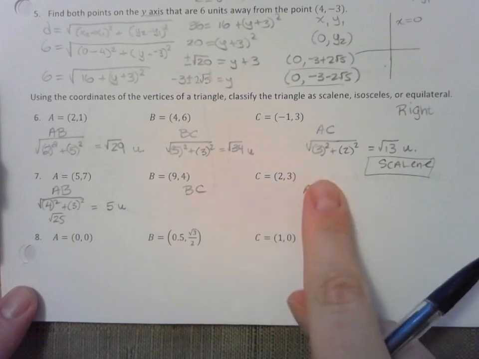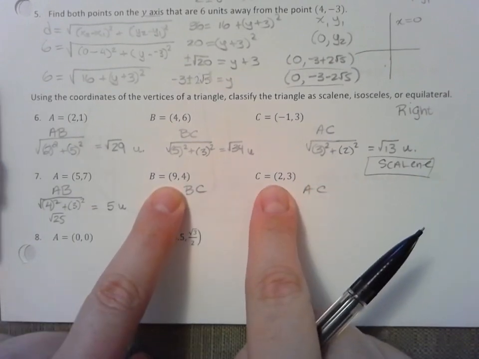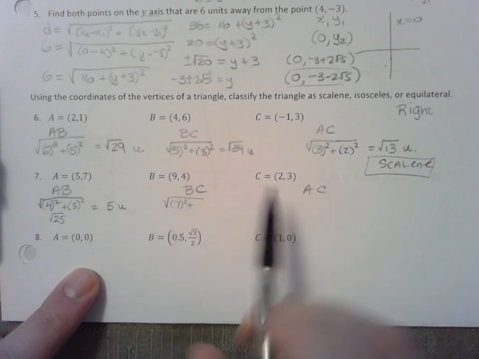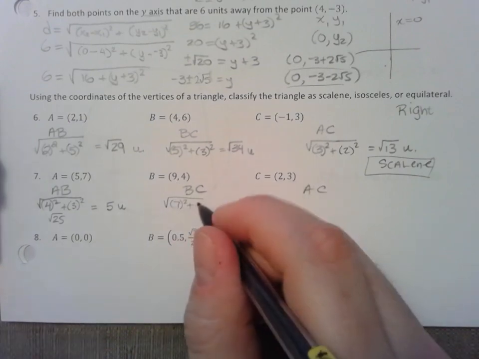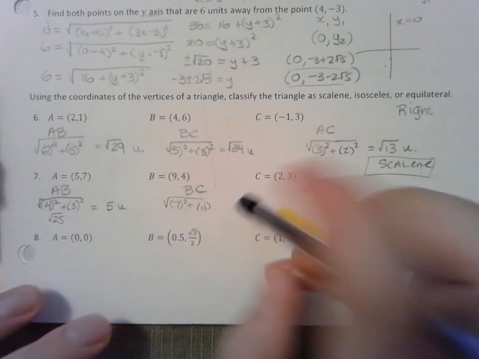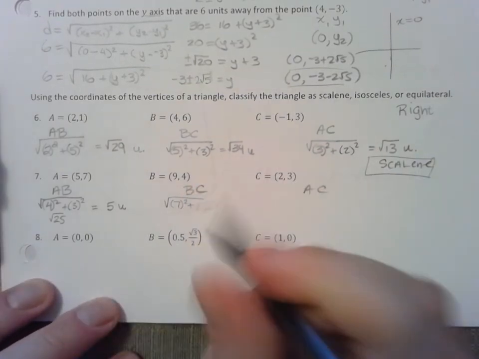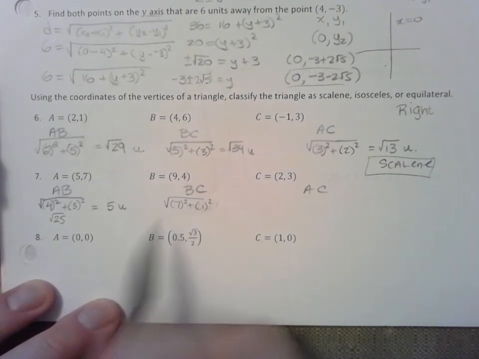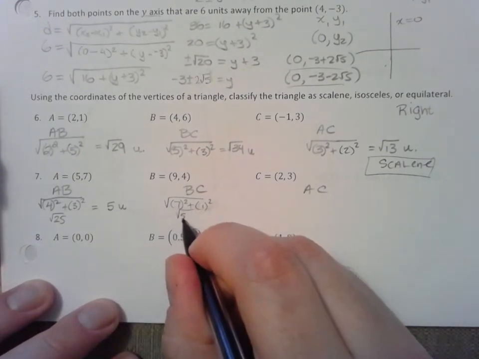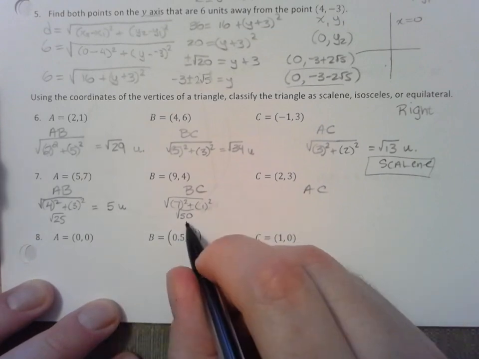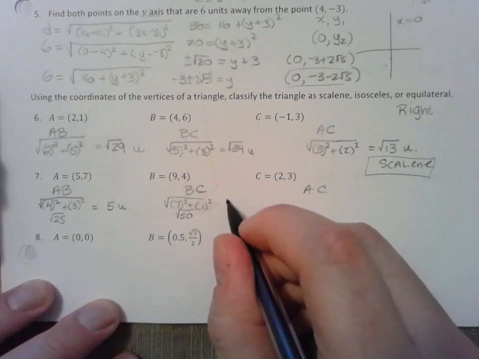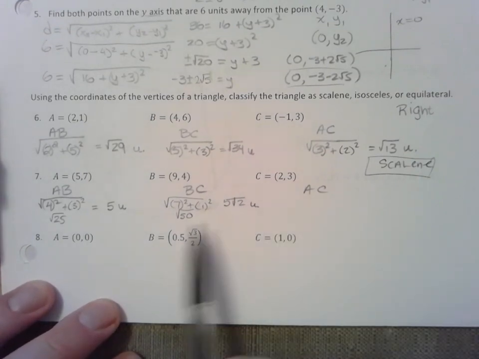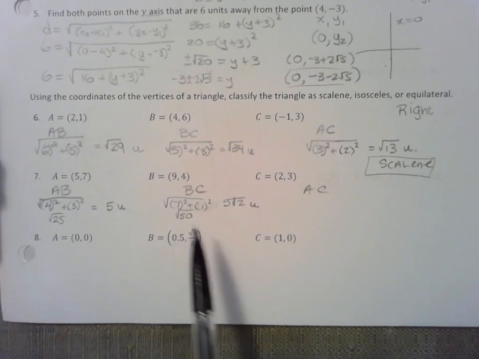From B to C, 7 units would be the horizontal leg length. 4 to 3 is a difference of 1. 7 squared is 49, and 1 squared is 1. 1 more than 49 makes 50. The square root of 50 needs to be simplified. The largest perfect square that goes into 50 is 25. It goes in twice. So we have 5 root 2 as the distance between point B and point C.